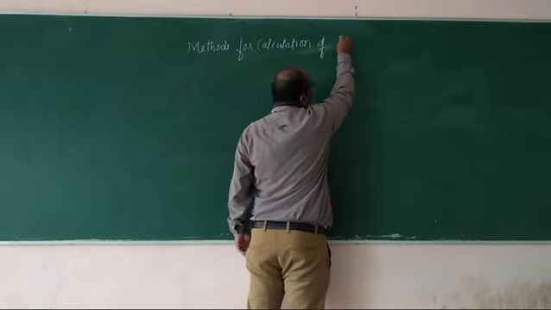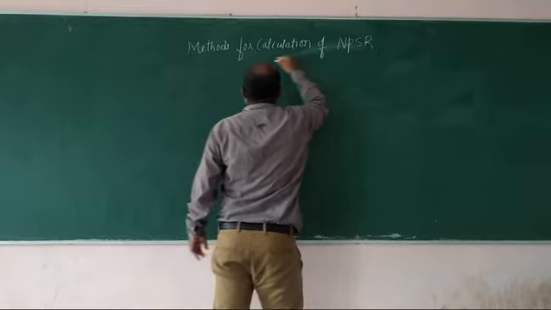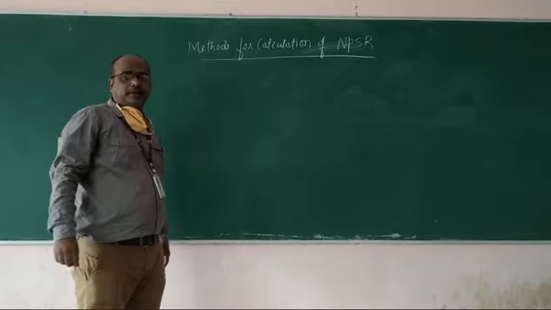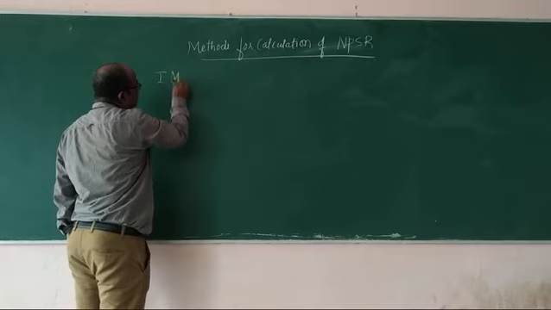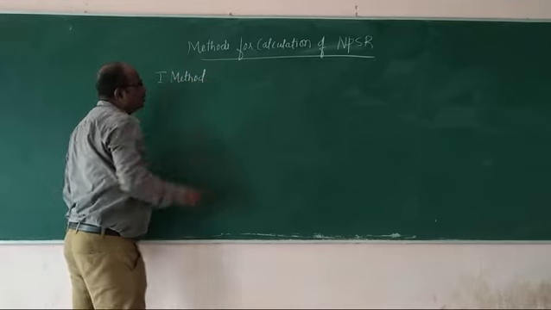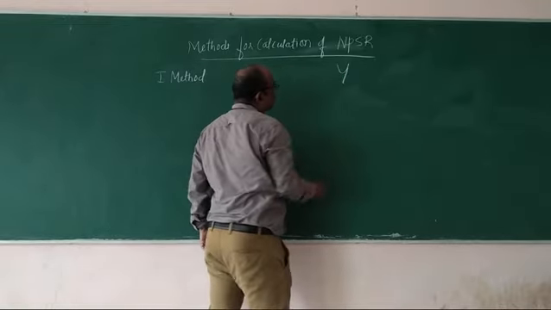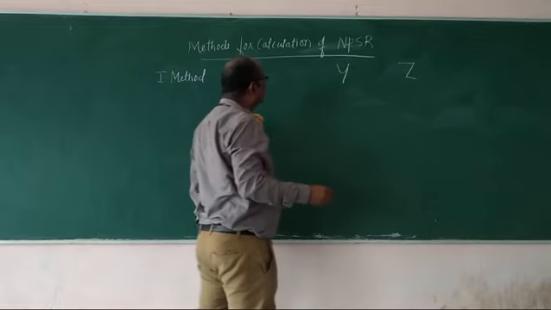Method for calculation of new profit sharing ratio. So already we have learned four methods for the calculation of new profit sharing ratio. So first method is: X and Y are partners and Z is new partner.